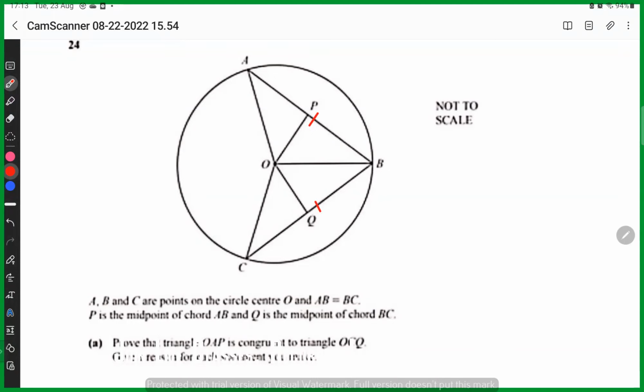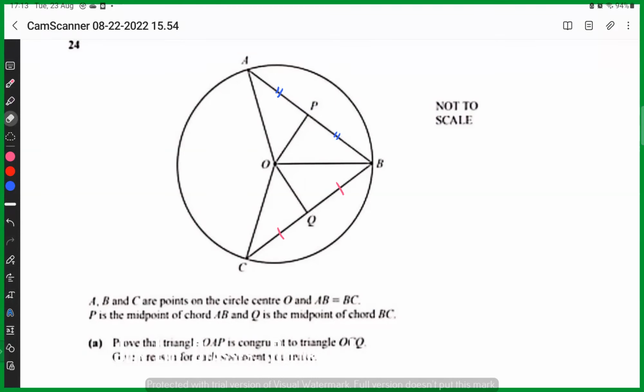So, this means that AP is equal to PB. Why? Because AP has been bisected by OP. And this length right here is same as this length. So I am just going to erase this, and that is it. Just by looking at the first two lines, I was able to see that AP is equal to PB and CQ is equal to QB. Why? Because AB is equal to CB, and because P and Q are the midpoints of two lines, the two lines would be bisected.